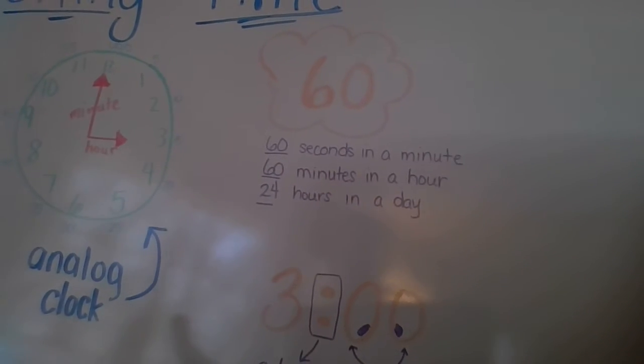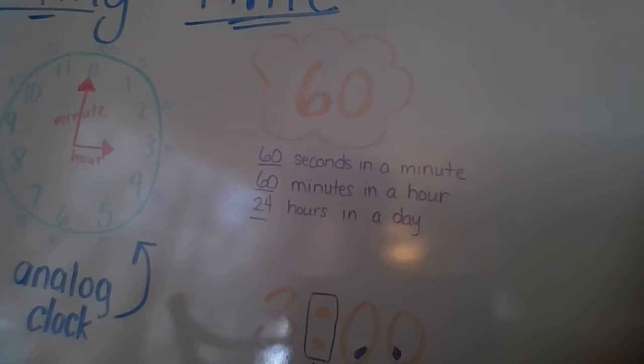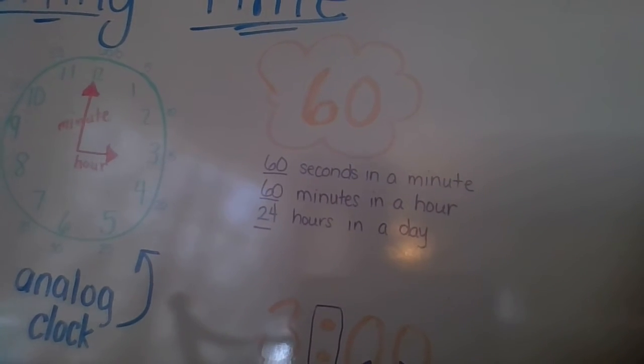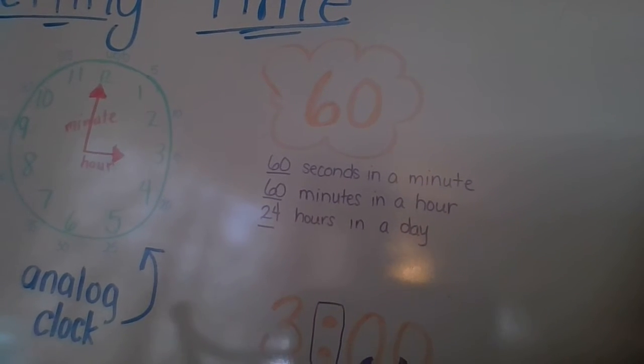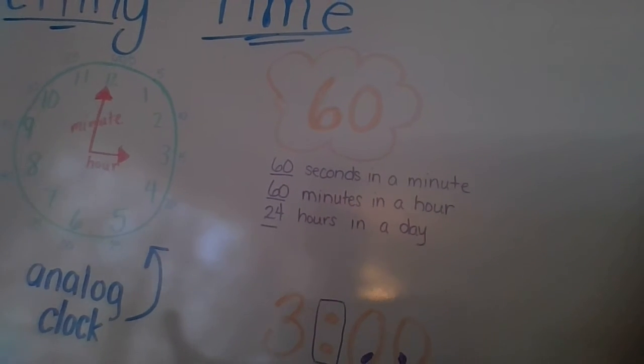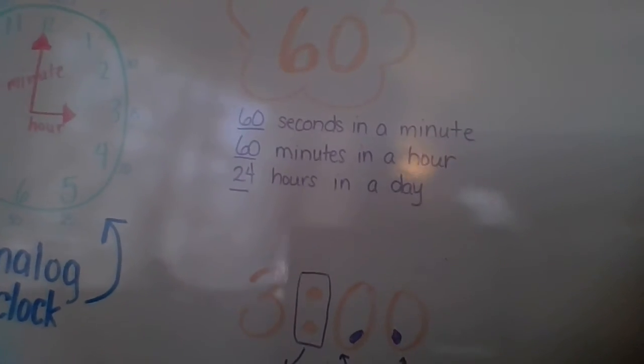So let's talk a little bit about time. The number 60 is extra important when we talk about time. There are 60 seconds in a minute and 60 minutes in an hour. 24 total hours in one day.